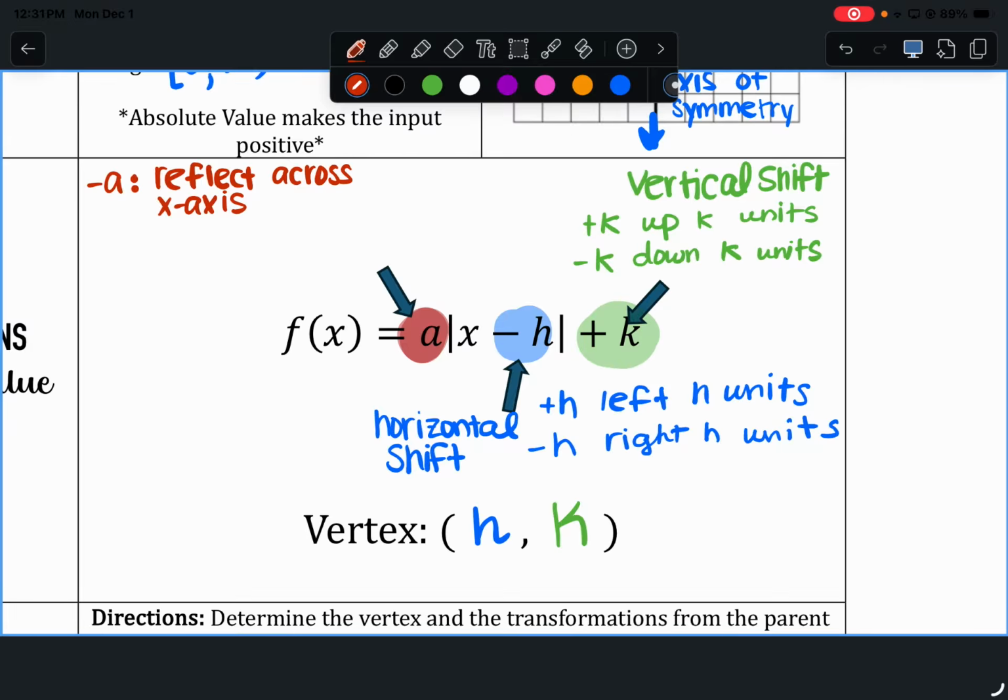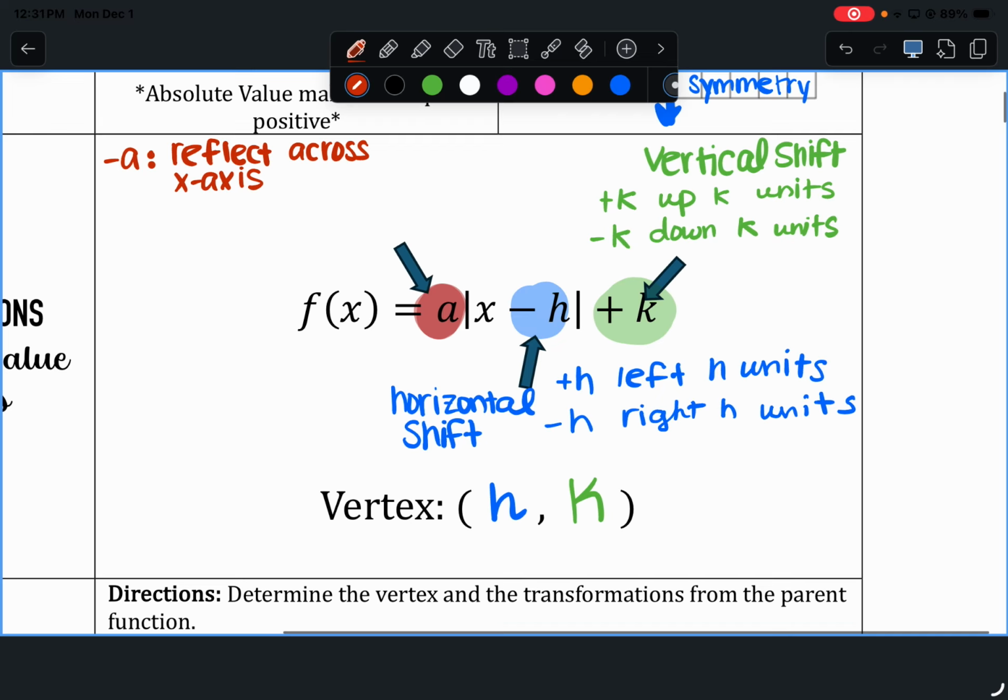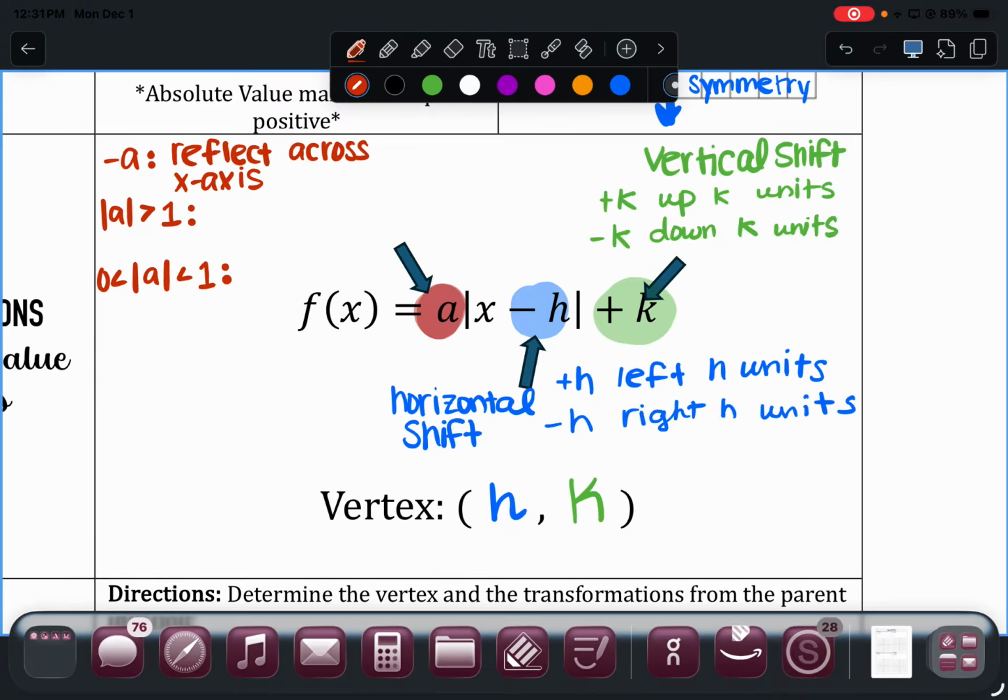And now we're going to talk about what happens when A is a number other than 1. Okay? So if there's a negative in front, it reflects. But now we're going to talk about what actually happens when there's a number there. So we're going to talk about when the absolute value of A is greater than 1. And we're going to talk about what happens when 0 is less than the absolute value of A, but the absolute value of A is less than 1. So it's in between 0 and 1. We're going to talk about those two cases. And we're going to look and see what happens.